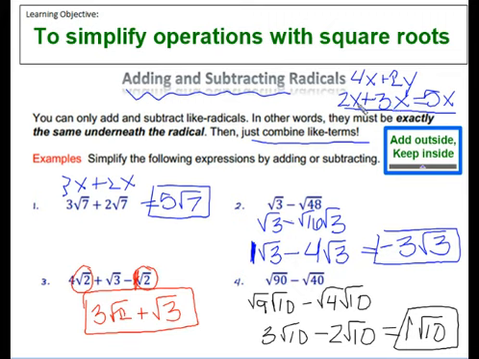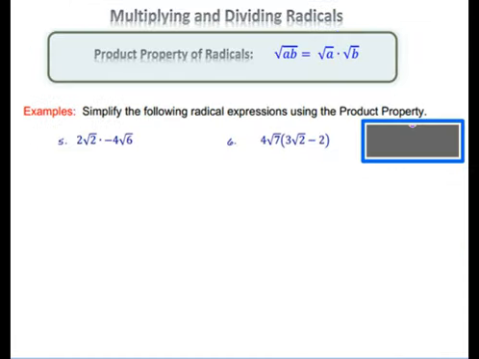Just like combining like terms like you're used to doing, just make sure that your radicals have the exact same value. They have the exact same number. You can add or subtract the outside numbers just like you're used to doing. All right, so I don't think that's that bad.